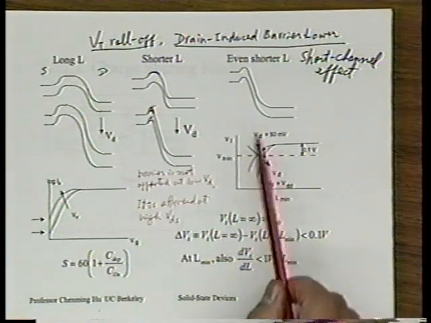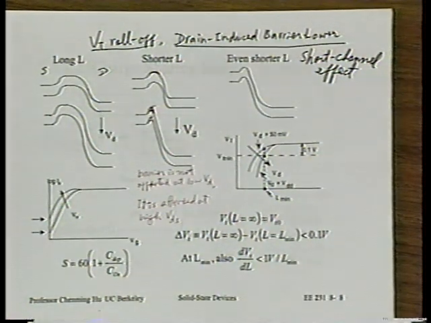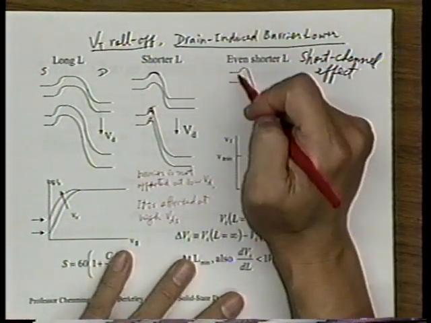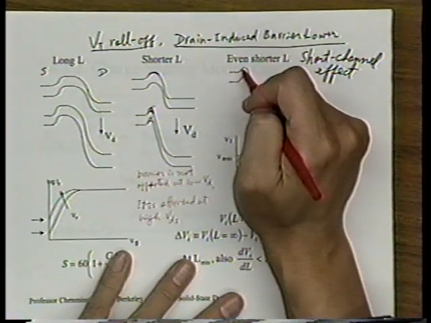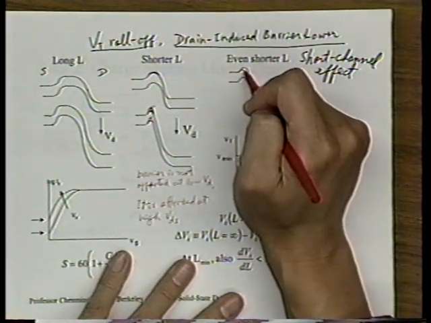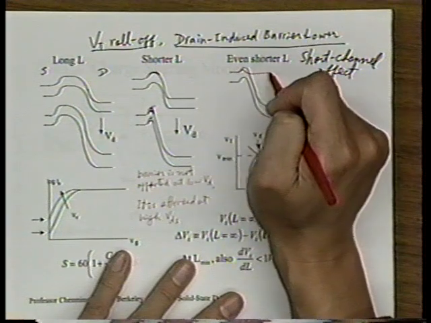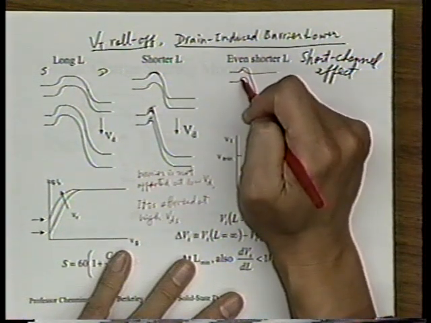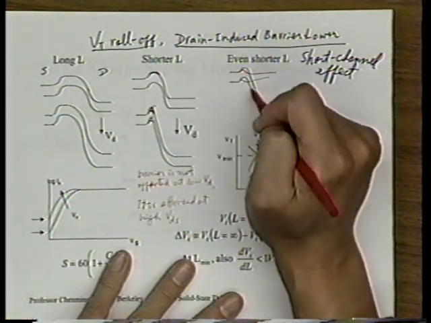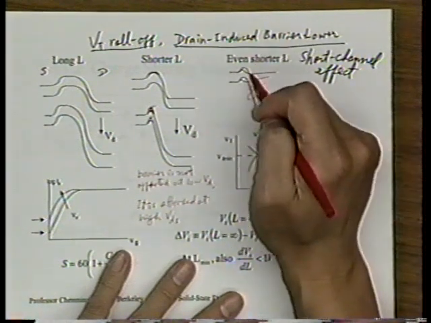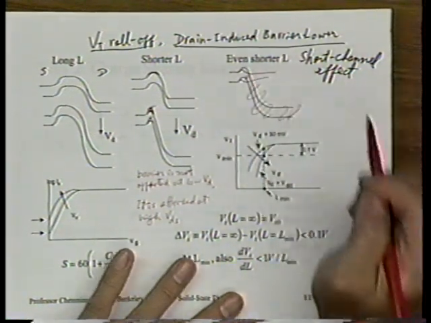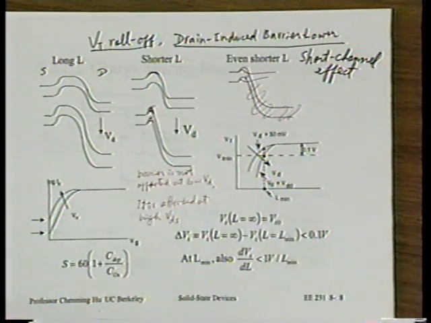Now, why do I show you a third case? The third case is that if the channel is even shorter, can you see that the barrier would not even reach that full height, even at very small VD, such as zero VD? Just the built-in potential can already cause the two depletion regions to merge. Can you visualize that? So this will be the extreme case.